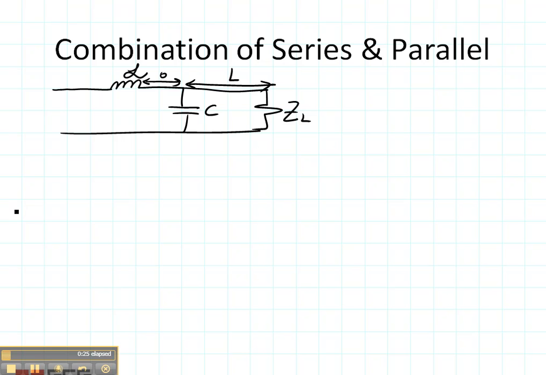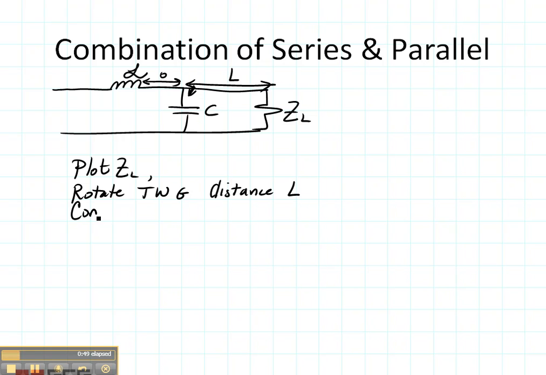So the way that we would handle a problem like this is we would plot ZL. Of course, that means we need to normalize and plot ZL. We would rotate towards the generator a distance L. And then, because we have a parallel element here, we would convert ZA to YA. So right there's the A point.